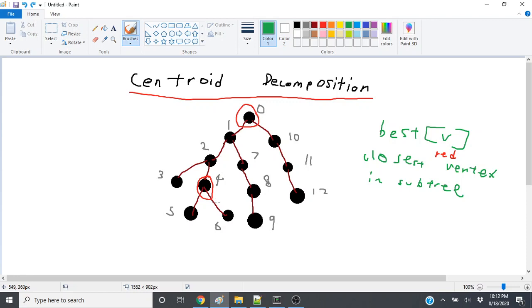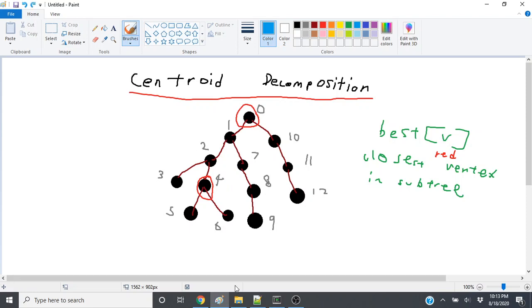So we essentially set the value of best for each vertex to the minimum of its previous value of best and the distance from the vertex we just changed to it. Since that's just how we would do it. We have a new vertex that's red, and if it's better than the last one, we'll change it. So that's how we maintain best.